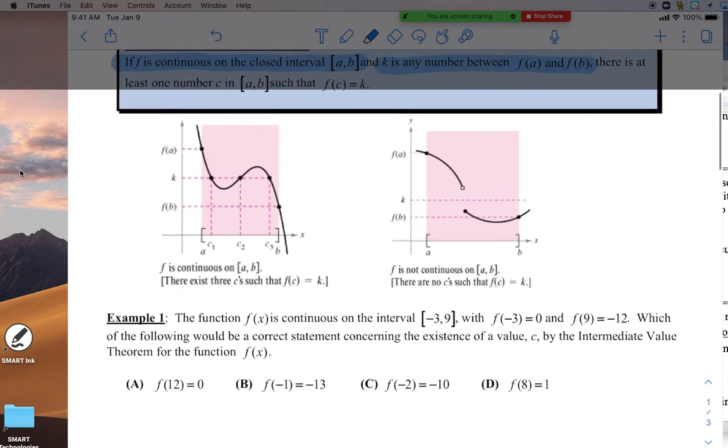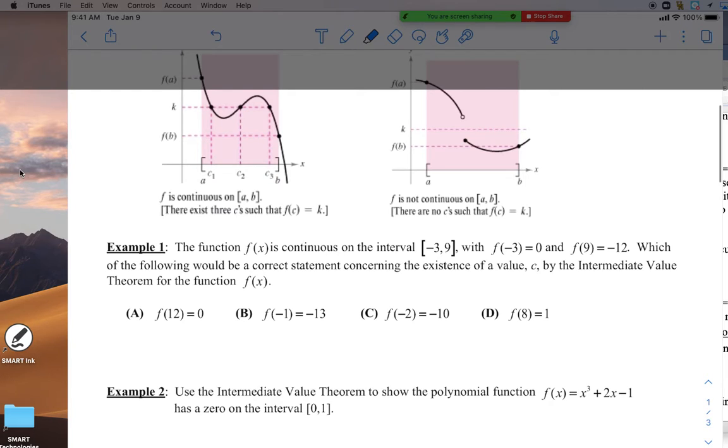So let's look at example 1. The function f of x is continuous on the interval from -3 to 9 with f of -3 equals 0 and f of 9 equals -12. Which of the following would be a correct statement concerning the existence of a value C by the intermediate value theorem? So go ahead and think about it.